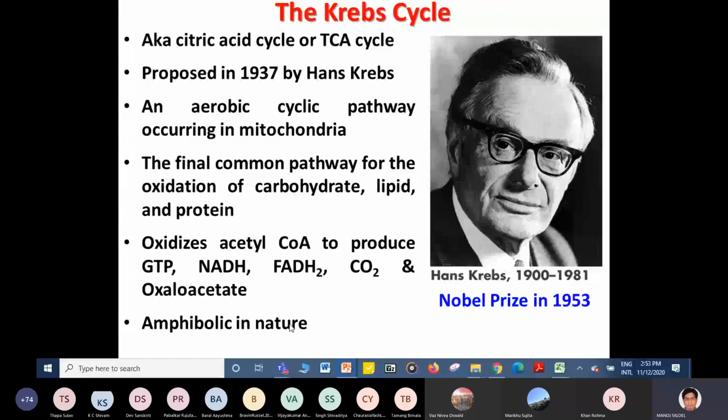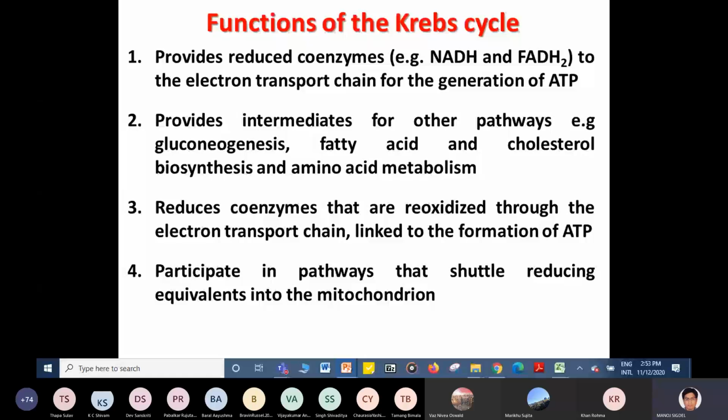Functions of the Krebs cycle. Krebs cycle provides reduced coenzymes, that is NADH and FADH2, to the electron transport chain for the generation of ATP. It also provides intermediates for other pathways, for example gluconeogenesis, fatty acid and cholesterol biosynthesis, and amino acid metabolism. It also reduces coenzymes that are reoxidized through the electron transport chain linked to the formation of ATP. Because in the electron transport chain, NAD and FAD are regenerated, and here they are reduced, so that again they go to the electron transport chain for the generation of energy.